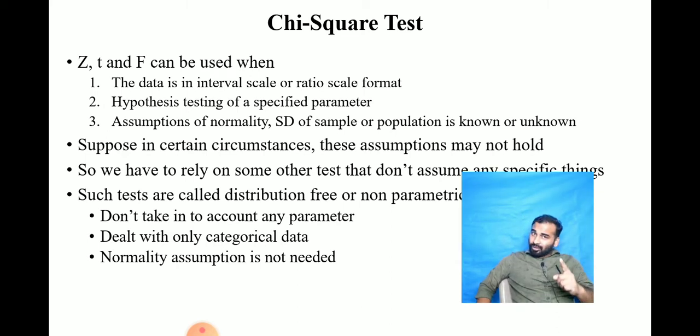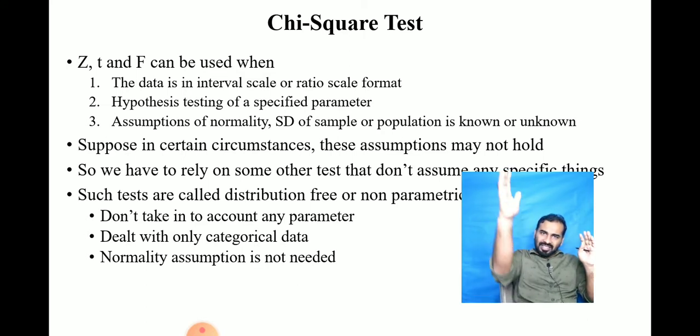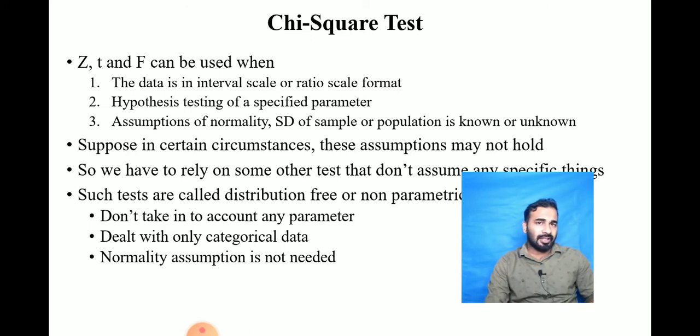Okay, if you want to test a hypothesis about a specific population parameter, and the assumption of normality holds, that means your population is normal, and whether or not you know the standard deviation of your population, in all such cases we can go for the tests that we have already discussed. But in certain other cases, these assumptions may not always hold. So what do we have to do? Suppose the data is not quantitative, it is qualitative. Then we don't want to find.